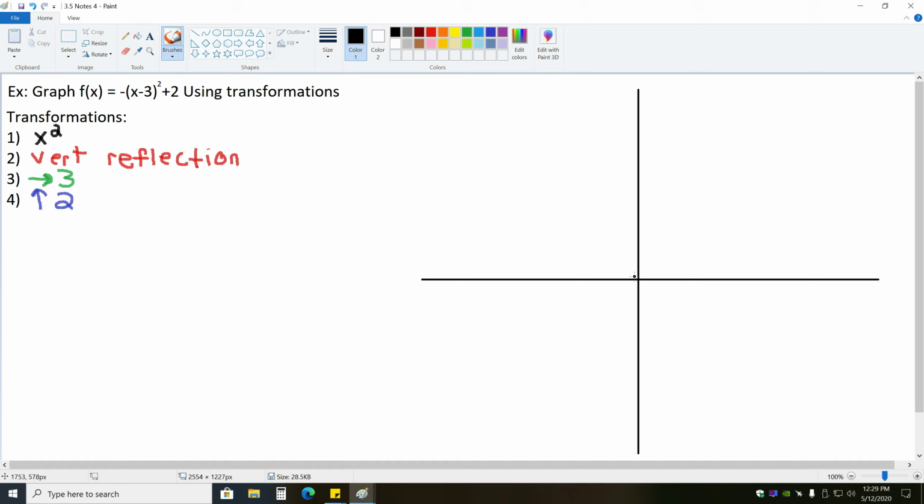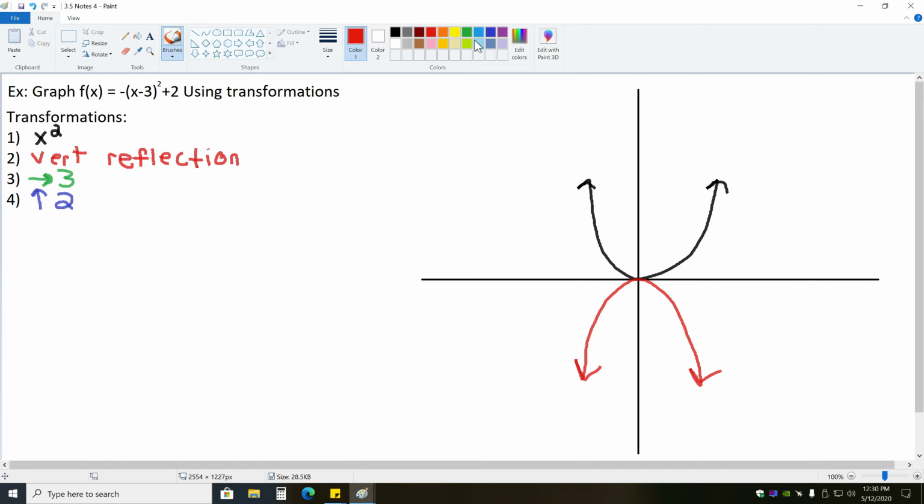So the first graph is x squared. That's just a standard parabola. Now we want a vertical reflection in red. So remember, that means the x-axis is a mirror. We're going to flip this entire U upside down, keeping the same general shape we had before.